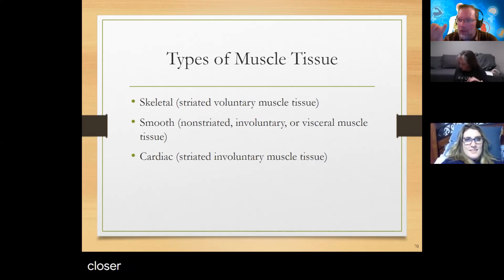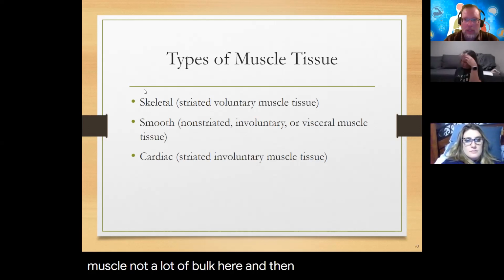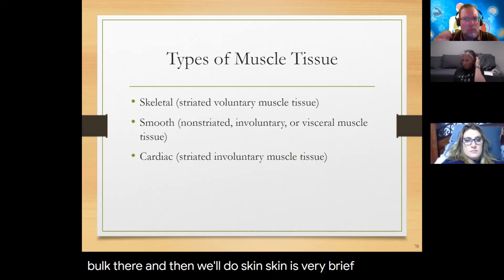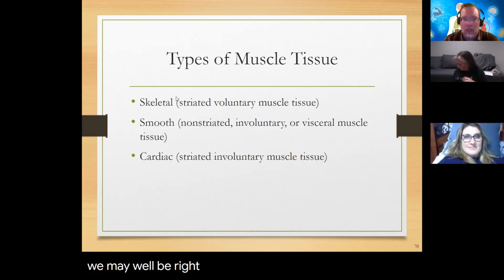All right. So we did epithelial. We did connective. Those are the bulky ones. Now it's on to muscle. Not a lot of bulk here. And then nerve. Not a lot of bulk there. And then we'll do skin. Skin is very brief. So I guess we're probably at third. Yeah, we'll be rounding third as soon as we get out of muscle.